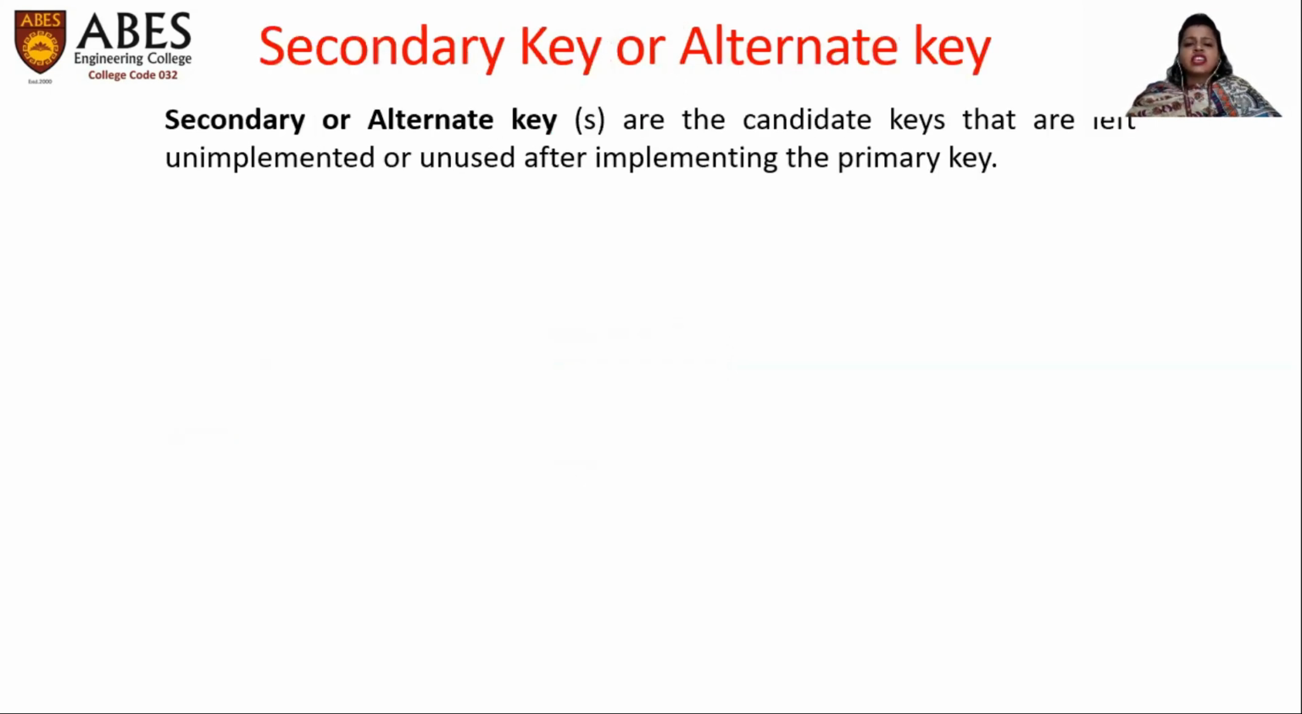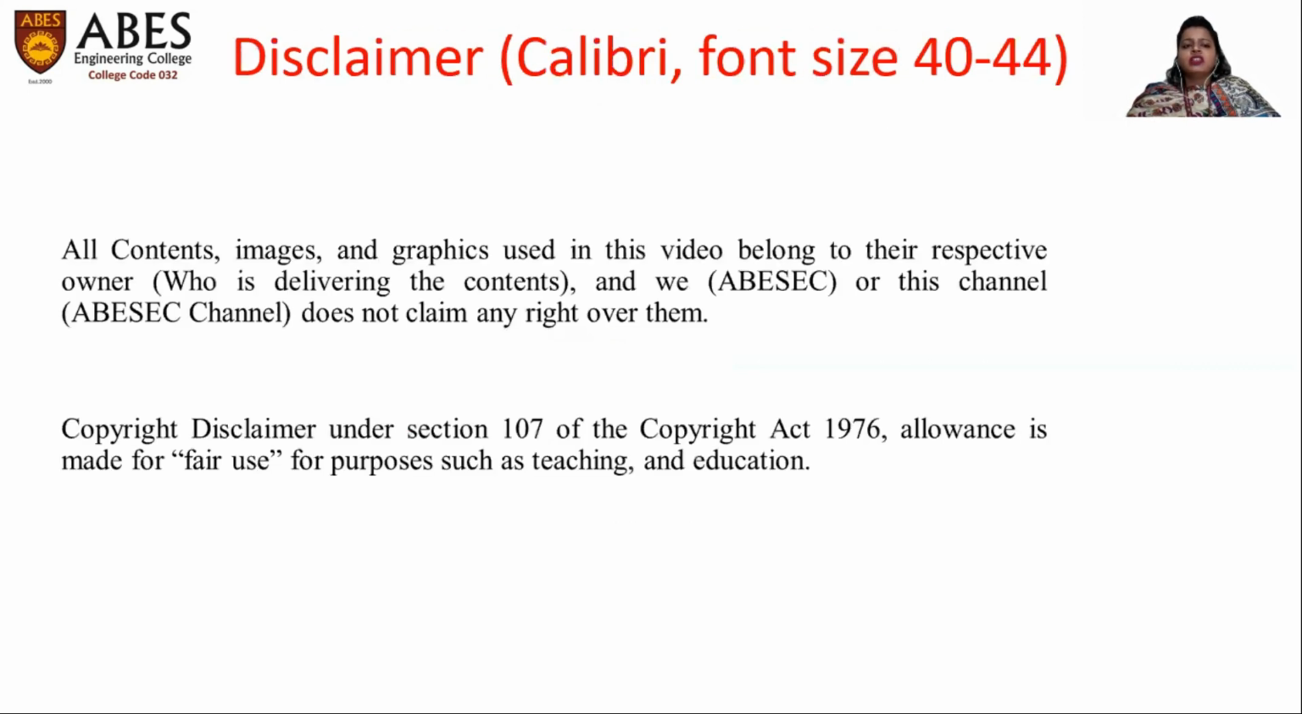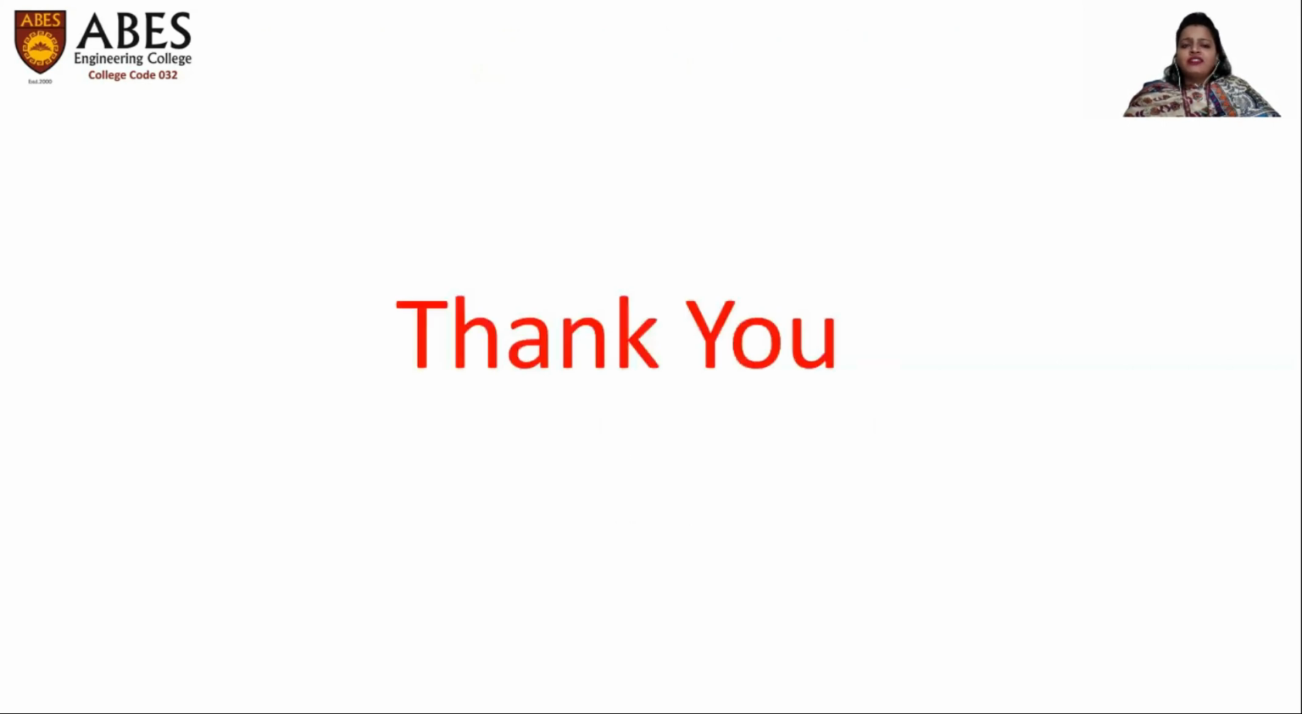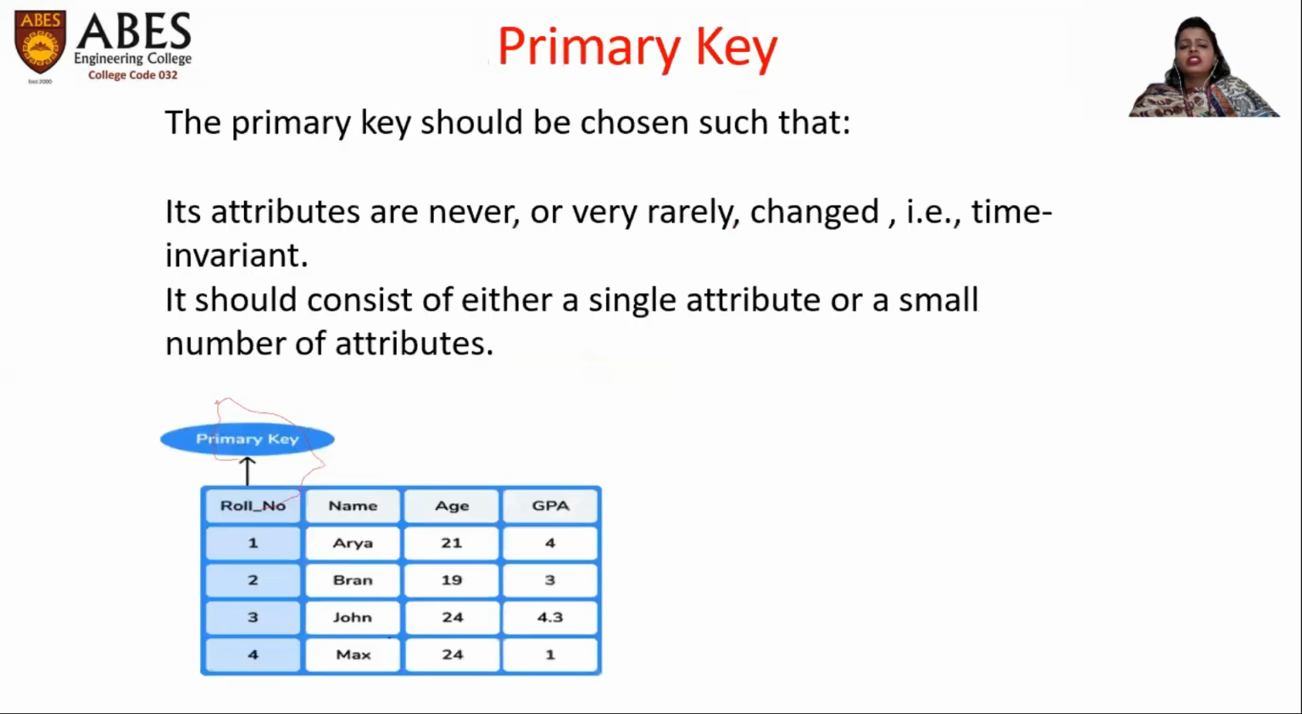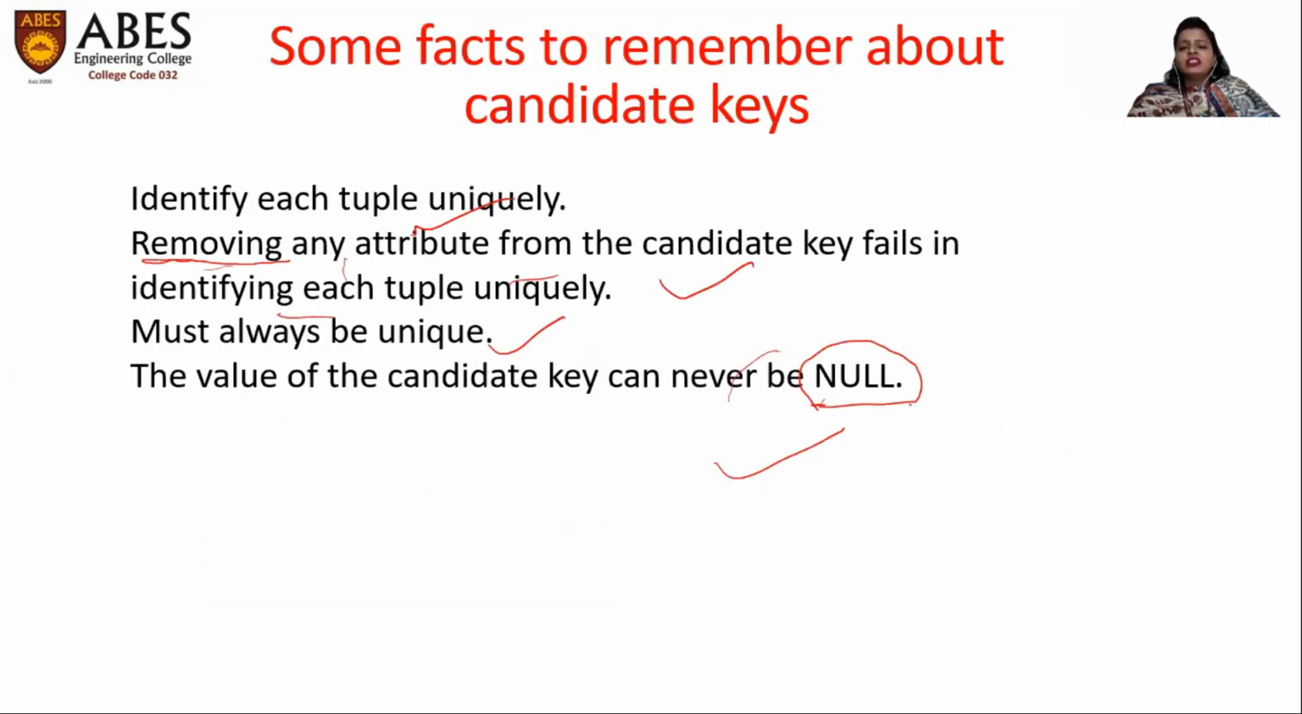Now talking about secondary or alternate keys. These are the candidate keys that are left unimplemented or unused. You have not implemented these keys after implementing the primary key. So the leftover keys are the alternate keys or the secondary keys. This is what we have discussed about keys. We will talk more in detail about the different types of keys and their functionalities. This is for today's lecture. Thank you so much for listening to me.